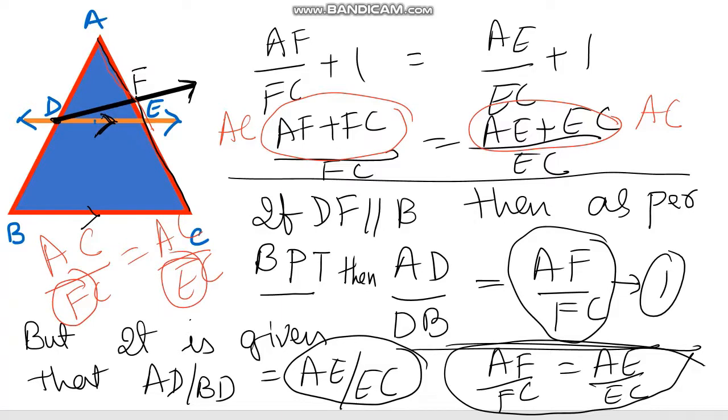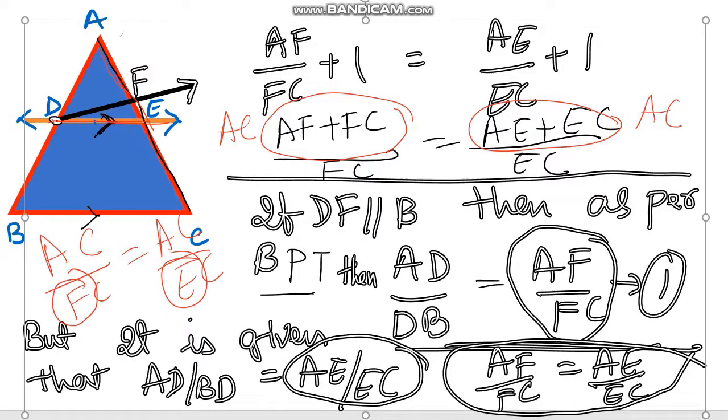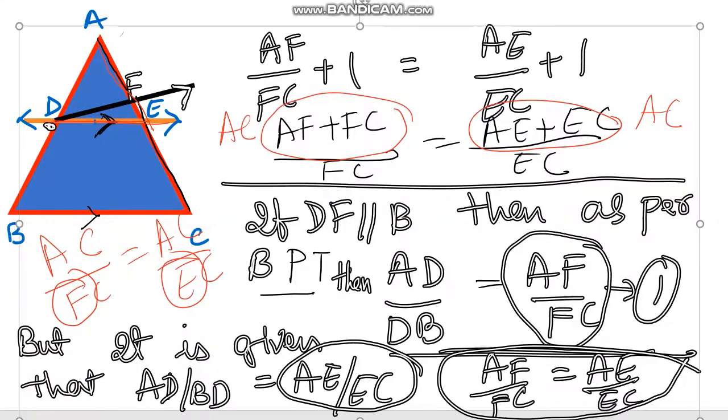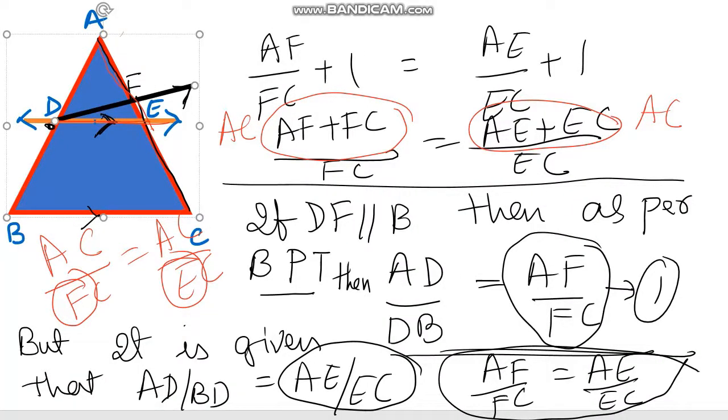So here we have proved that if AD by BD is equal to AE by EC, then DE is parallel to BC, and this is not a different line, but this line is the same as this line. So this coincides with this line. So F is not a different point. F and E coincide with one another.